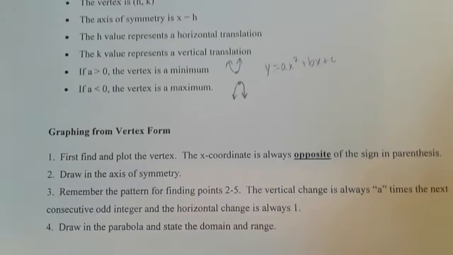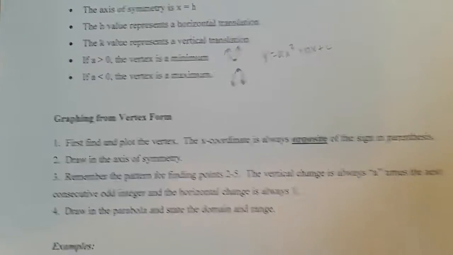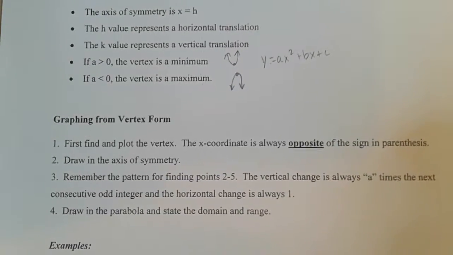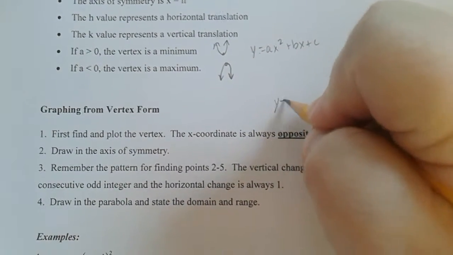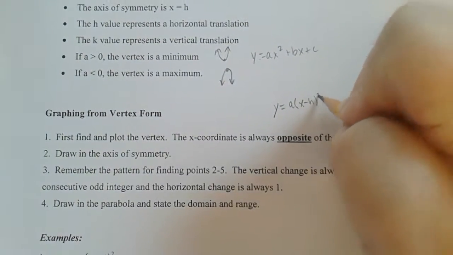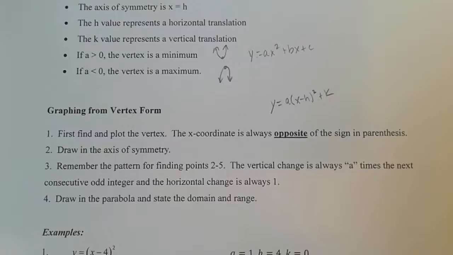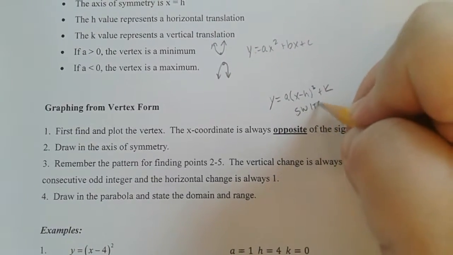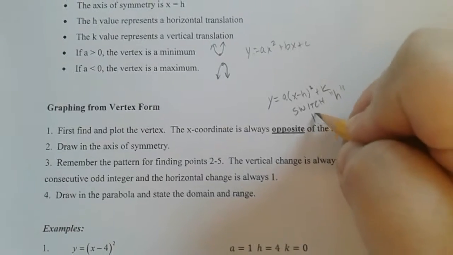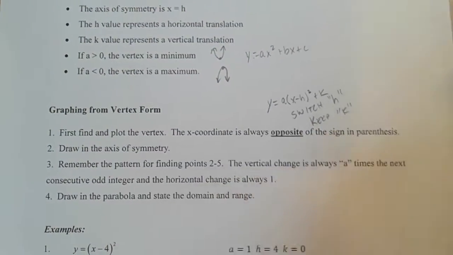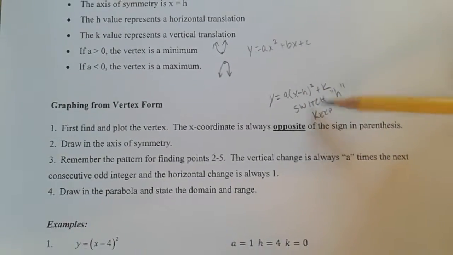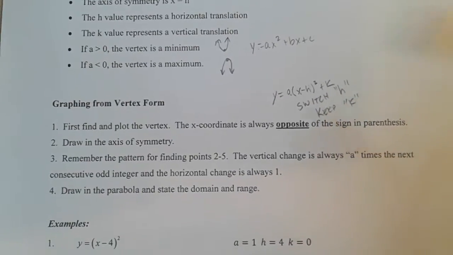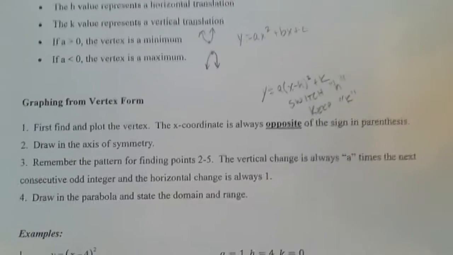Okay, now the steps for graphing. This is where it's going to be very similar to the absolute value. First, find and plot the vertex. The x-coordinate is always opposite of the sign in the parentheses. What we kind of said when we did the absolute value, except now with our new form, our vertex form, is we switch the h, keep the k. So whatever the sign is in the problem, you want to switch the sign for the h, keep the sign for the k. We use these words switch and keep because switch has an h in it, and keep has a k in it. So we switch h, keep k.